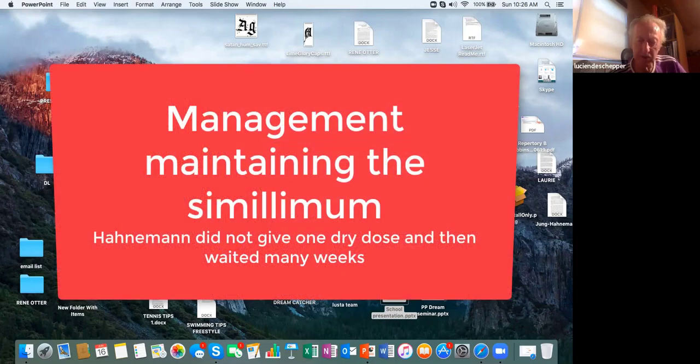Another topic would be then, of course, once you find the simillimum, the main thing is, as Kent always said, it's more difficult to maintain the simillimum. Find the simillimum, you can get lucky, but maintaining is actually more difficult. So I would give it an additional topic. The next topic would be the first important steps to the management, to maintaining the simillimum.